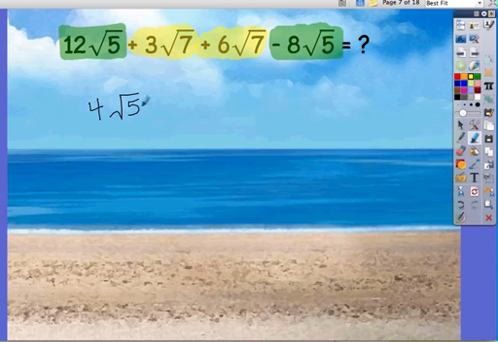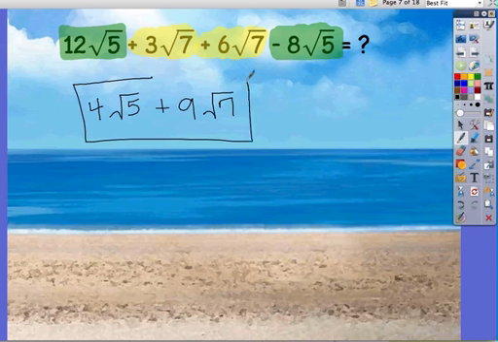Okay? So I have a positive 3 square roots of 7 plus 6 square roots of 7. How many square roots of 7 do I have? I have a positive 9 square roots of 7. Okay, you see how that works? It's just like if we were dealing with variables. 4 square roots of 5 plus 9 square roots of 7 is the simplified form of this string of radicals.